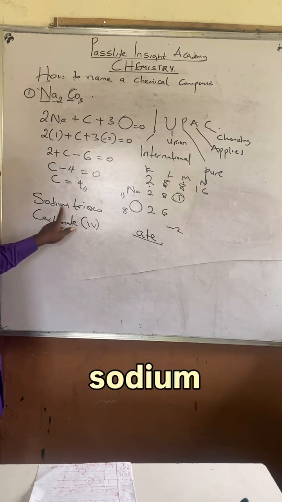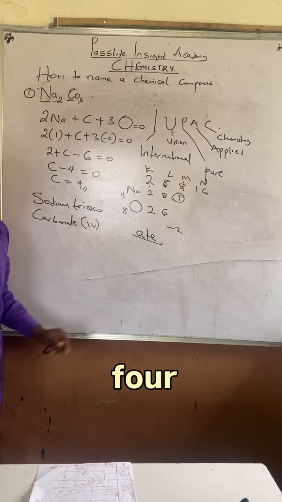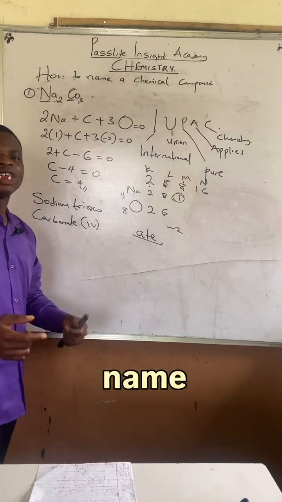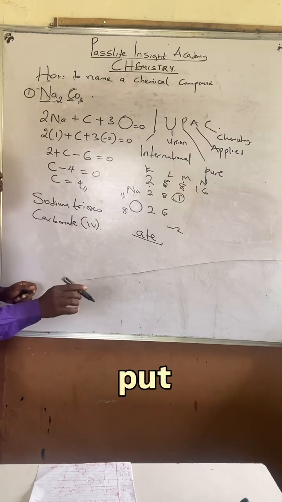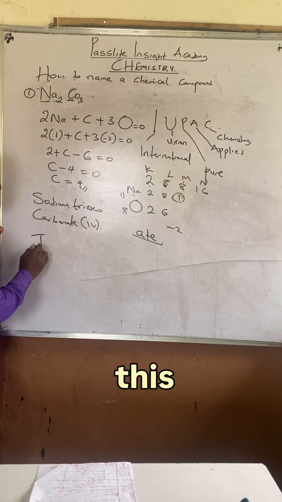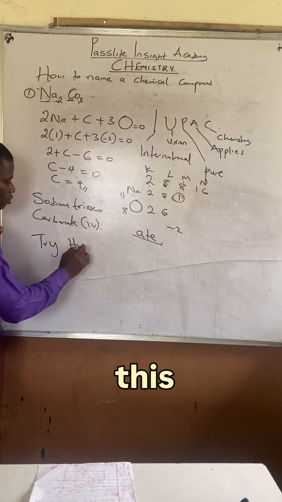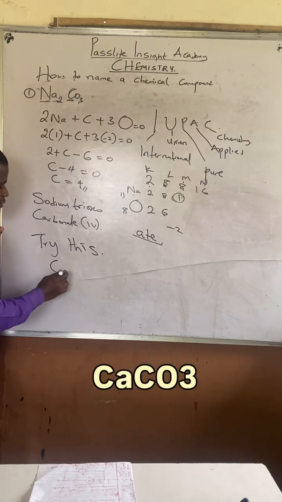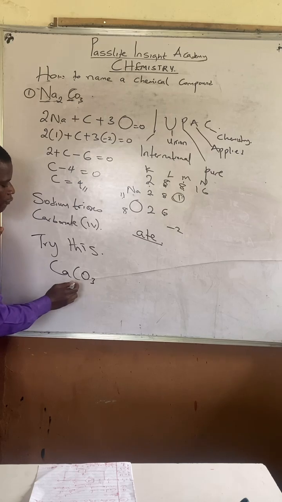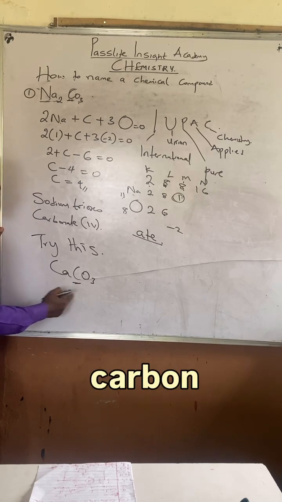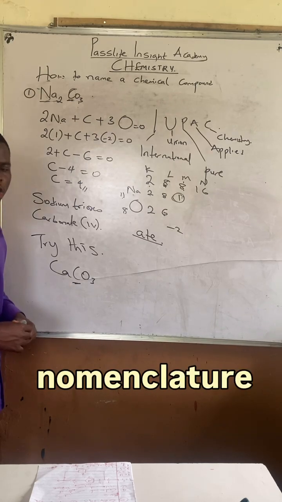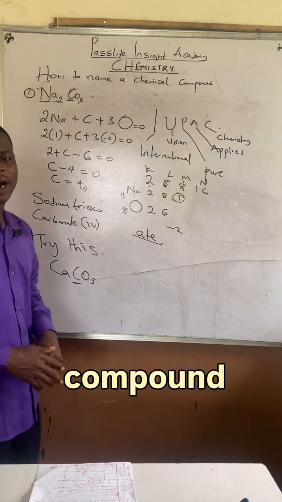So sodium trioxocarbonate IV. If you actually understand how to name these compounds, solve this and put it in the comment section. Try this: CaCO₃. Find the oxidation number of carbon and give the IUPAC nomenclature for this particular compound. Thanks.